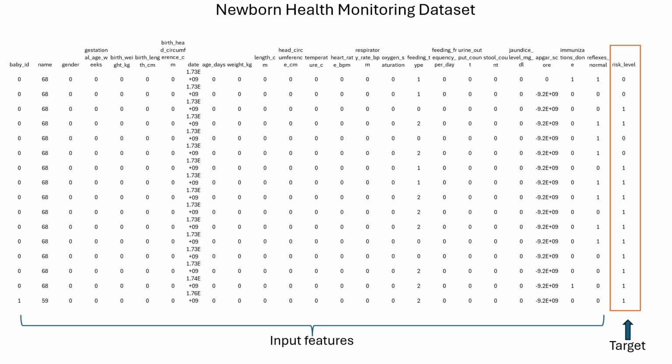The input features include a combination of demographic details such as gestational age and birth weight, along with critical monitoring data like oxygen saturation, temperature, and heart rate. Additional screening results, for example, glucose levels and reflex tests, also contribute. These features provide the model with a rich set of signals to determine newborn health outcomes.